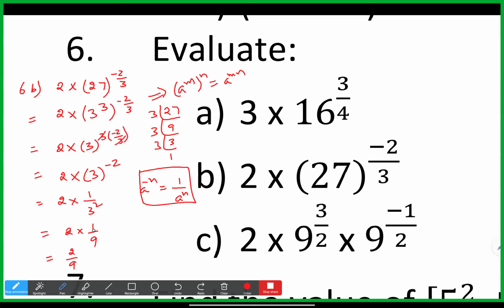It's 2 into 1 is 2 because in multiplication we'll directly multiply the numerators and denominators. 2 has no denominator, so 2 by 1 into 1 by 9. 2 into 1, 2 by 1 into 9, 9. No cancellation, no? So directly multiply. This is only the final.